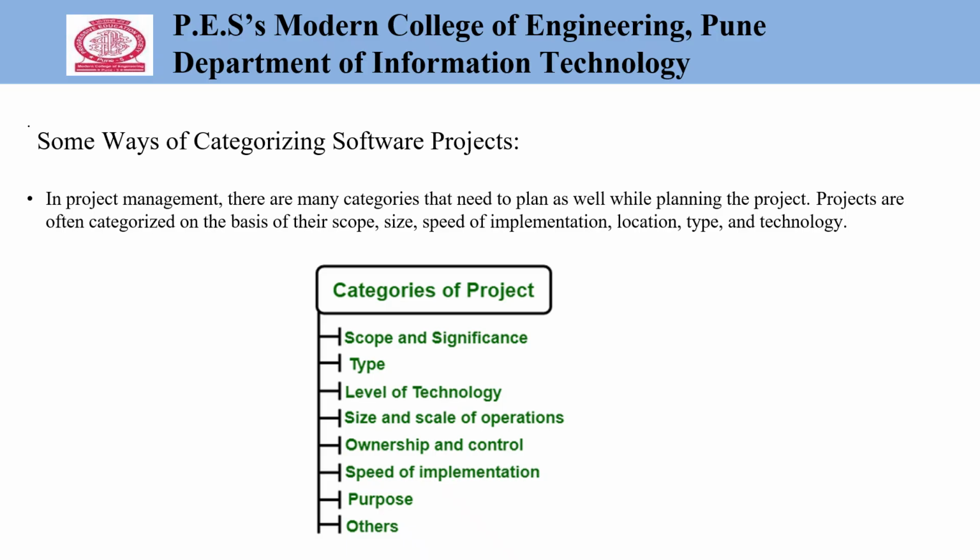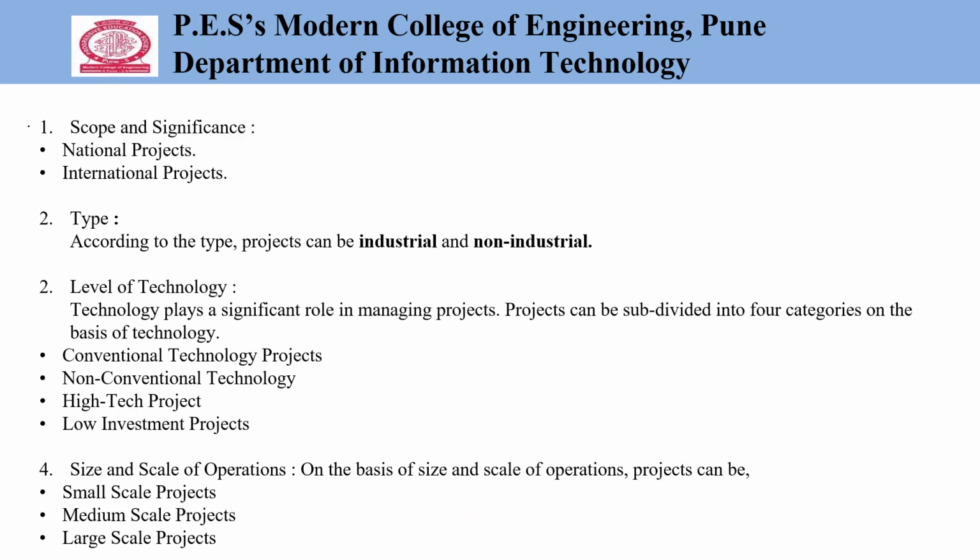So in project management, there are many categories used while planning the projects. Projects are often categorized on the basis of their scope, size, speed of implementation, location, type, and the technologies. So in this way, we have categorized the software projects. Now in the next slide, we will see these categorizations one by one in detail. So first one, that is scope and significance.